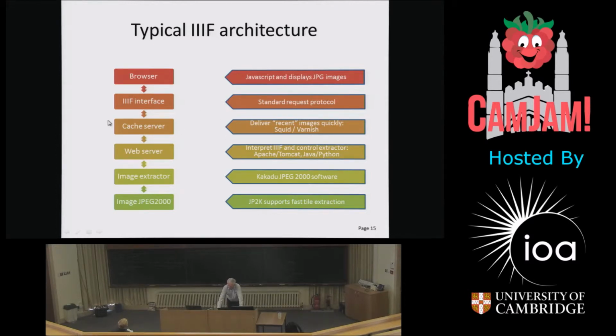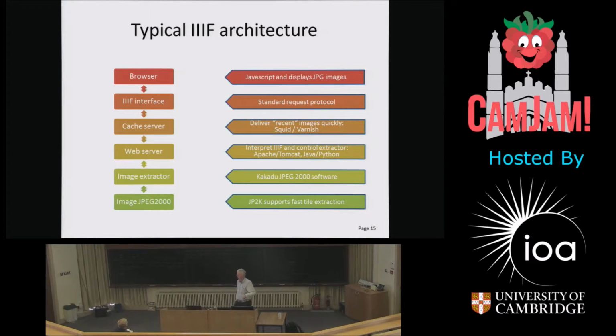In front of a web server, there's a cache server. Then the web server takes the IIIF request and works out how to control a piece of software that will extract parts of the image on demand. And that generically is an image extractor. And this now gets a bit over-specialized. Software that almost everyone uses happens to be called Kakadu, and it uses JPEG 2000 master images.